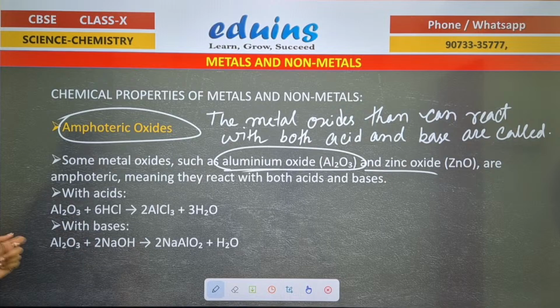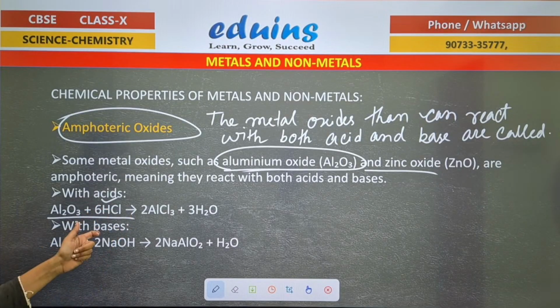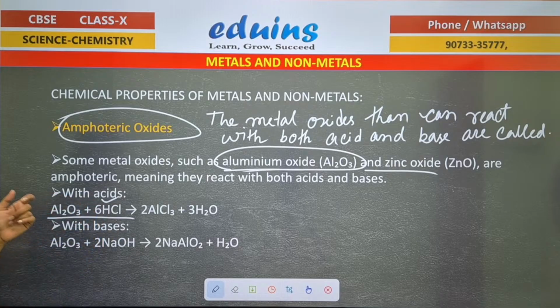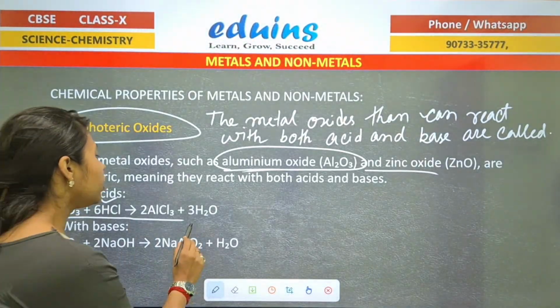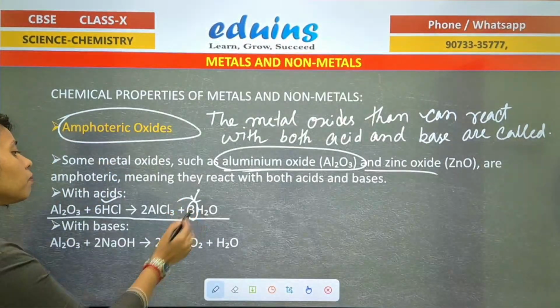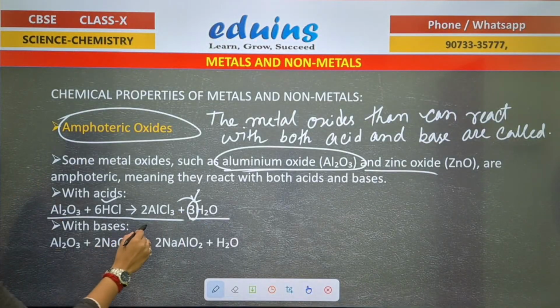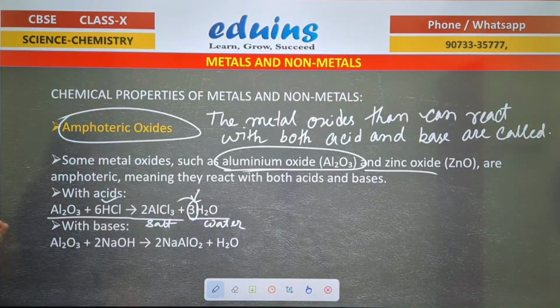Now when aluminium oxide reacts with acid, what will happen? With acids, aluminium oxide plus hydrochloric acid: 6 moles of hydrochloric acid with the aluminium oxide, we get the salt, aluminium chloride, with 3 moles of water. So we get the salt and the water. This is the reaction with the acid.